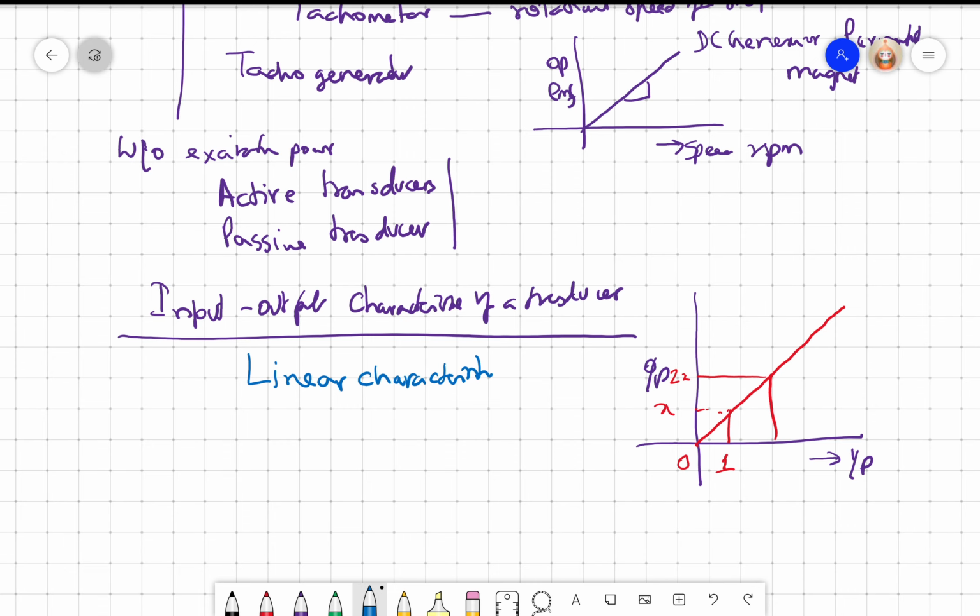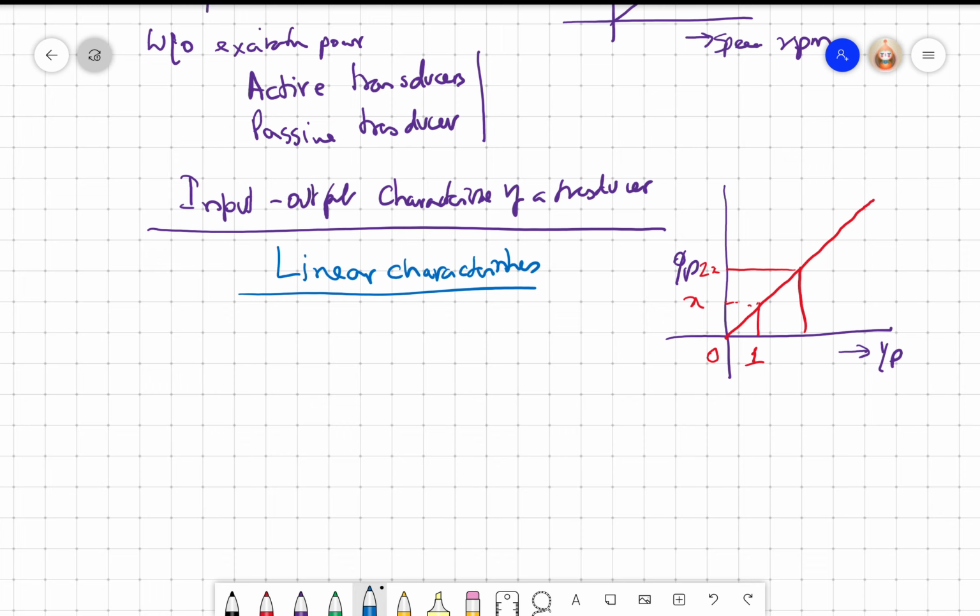Right? So what is a linear characteristic? We simply say the characteristic is linear if the input-output relationship obeys the laws associated with linearity. Now, what are the laws that you need to fulfill to get a linear characteristic? One is called the cumulative law.